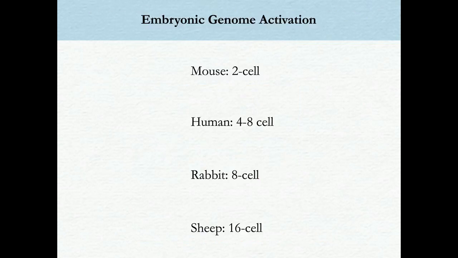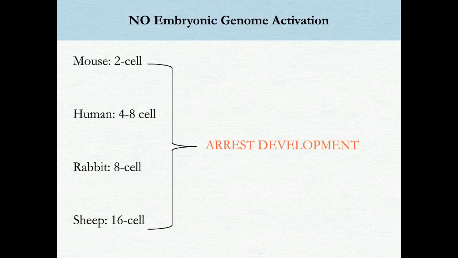Embryonic genome activation occurs at the 2-cell stage in the mouse, the 4 to 8-cell stage in human, at the 8-cell stage in rabbit, and 16-cell in sheep. If something goes wrong and embryonic genome activation doesn't occur, the embryos inevitably arrest development.